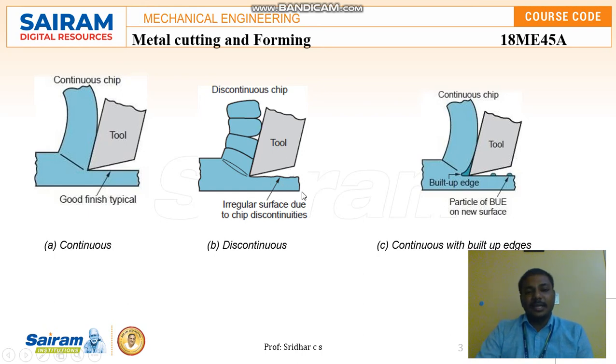Similarly here also we're going to start removing the excess material. You can see these waves, which are nothing but the irregular surface. Why is the irregular surface caused? The irregular surface is caused because of the discontinuous chips which are formed. Now we'll see the theory for discontinuous chips.